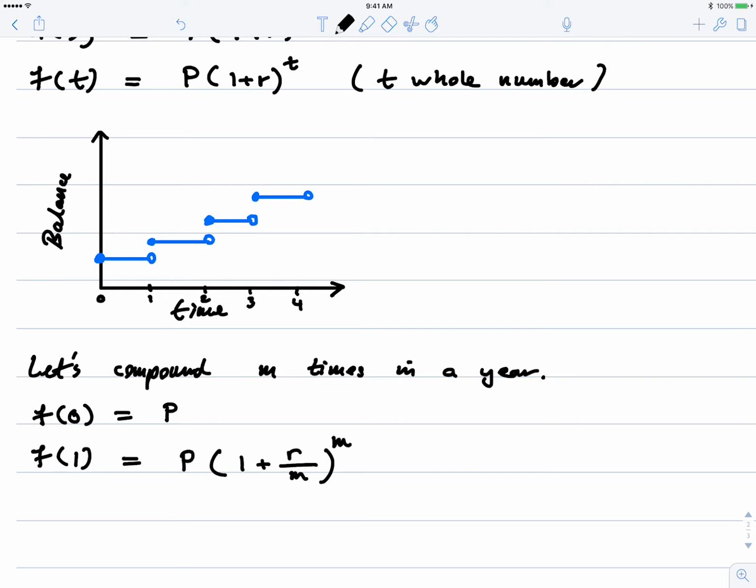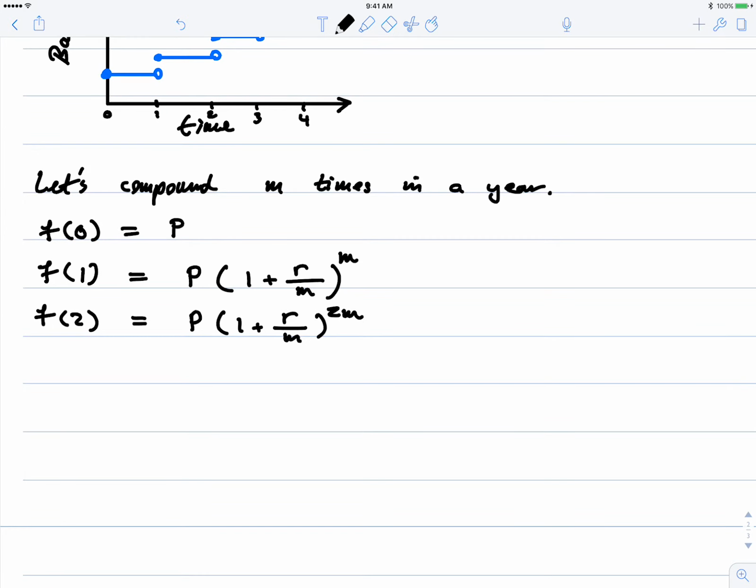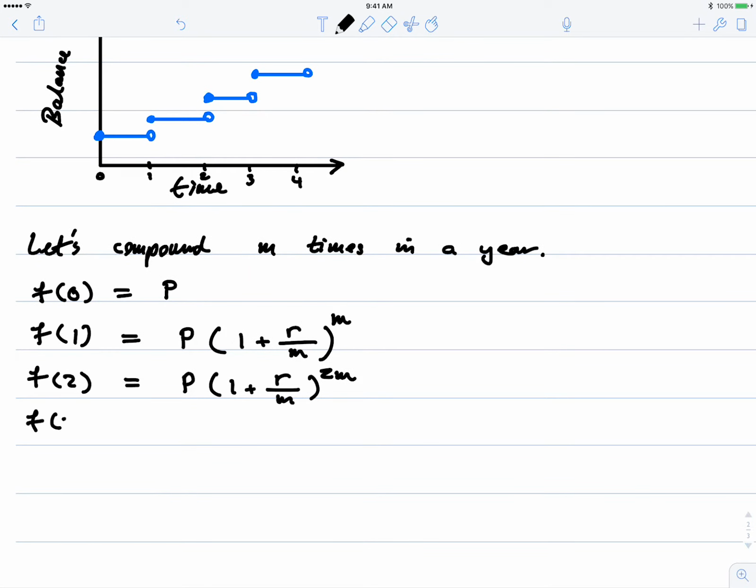Okay, so what about f of 2? Well, same basic principle. It would be exactly the same deal. It would be p times 1 plus r over m, but now I'm compounding it 2m times, so it would be 2m in the exponent. 2m because we go over 2 years. Nice. If I had 3, you can probably guess. This is equal to p times 1 plus r over m to the power 3m.